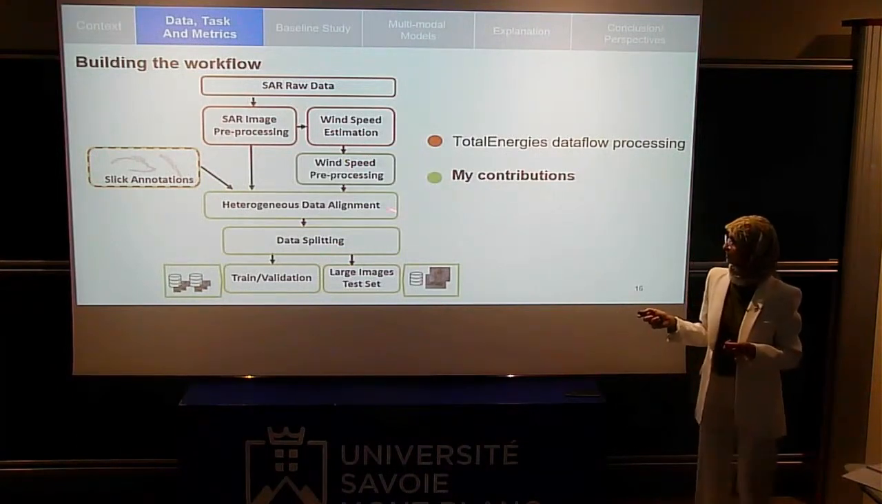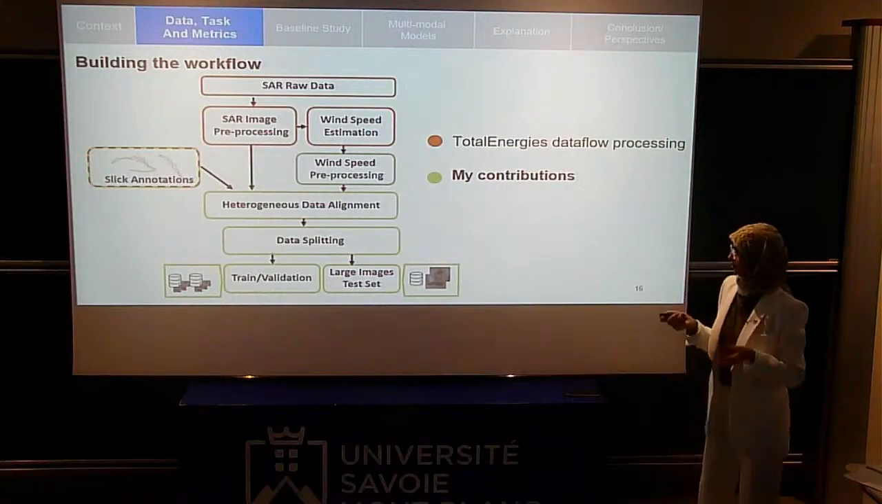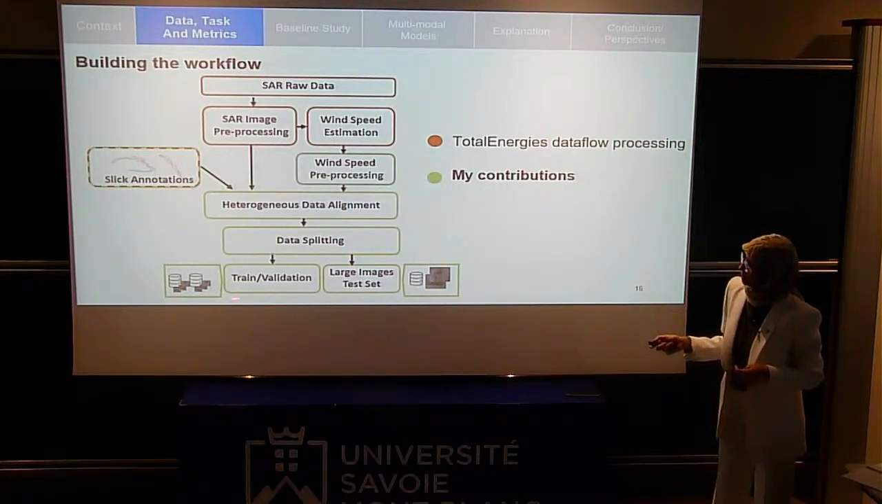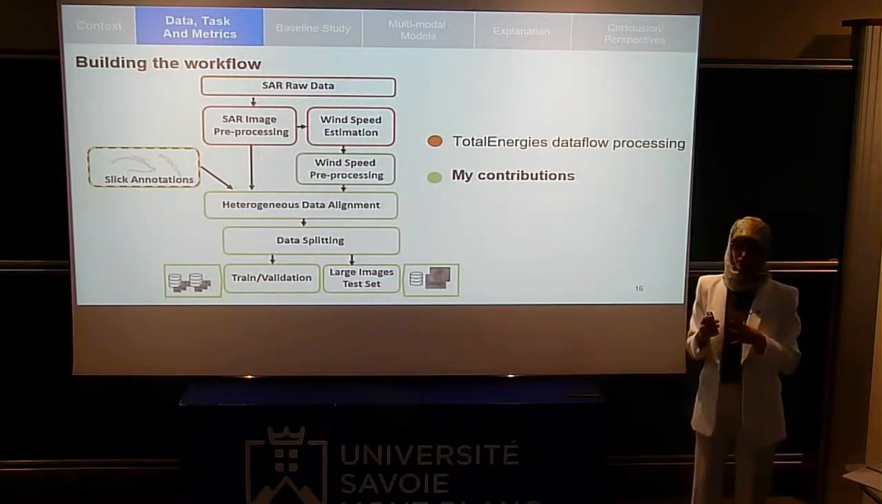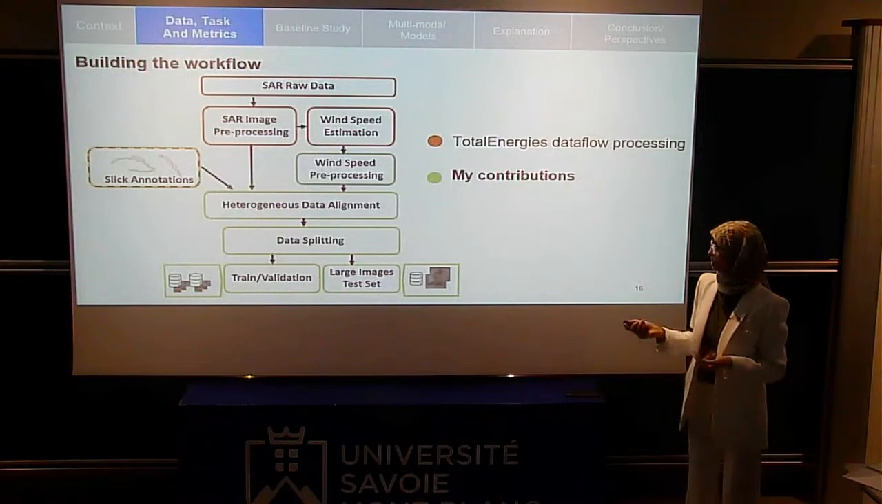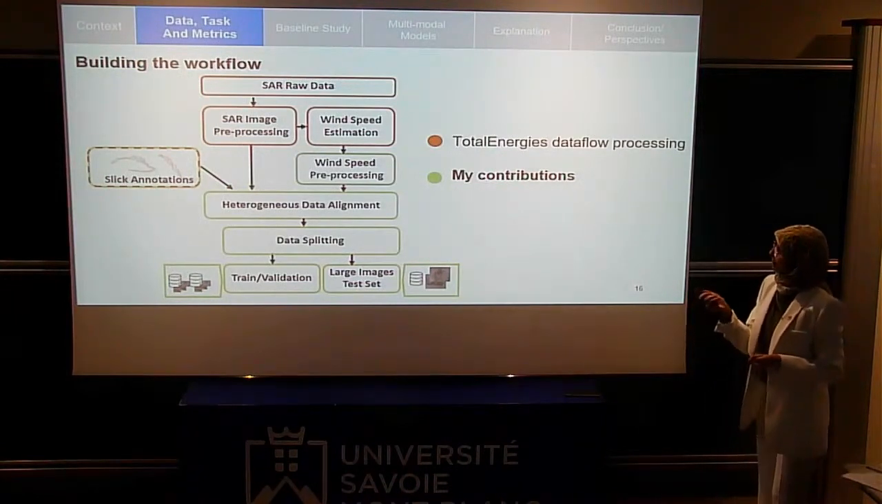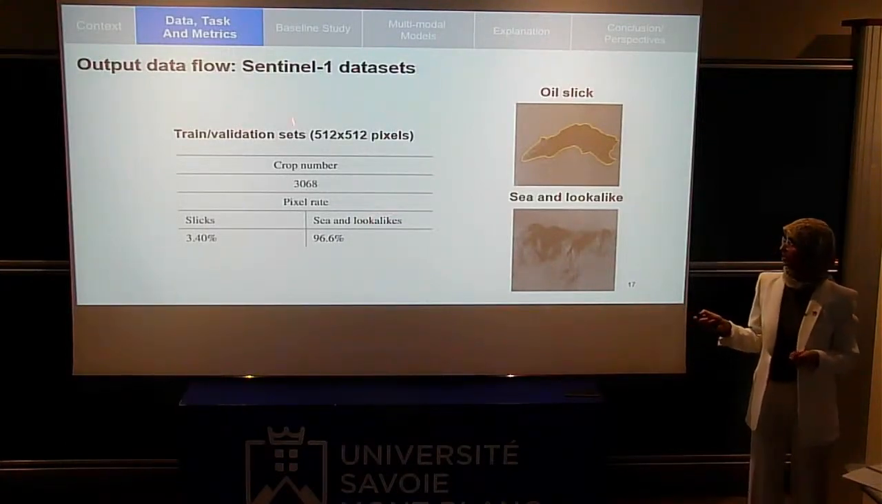After the alignment step, we need to split our data in order to use a machine learning approach. We choose to use small crops for the training, as deep learning cannot take big images as input, and we leave some test images with a high size. We are going to see the statistics of the training and validation sets.